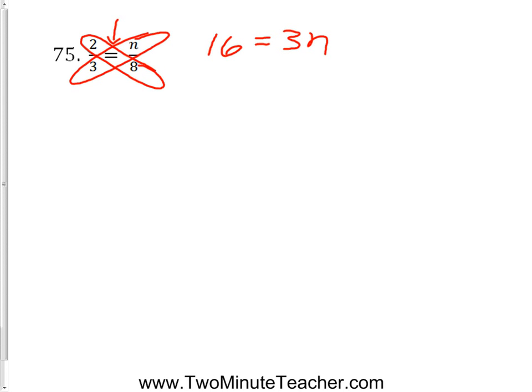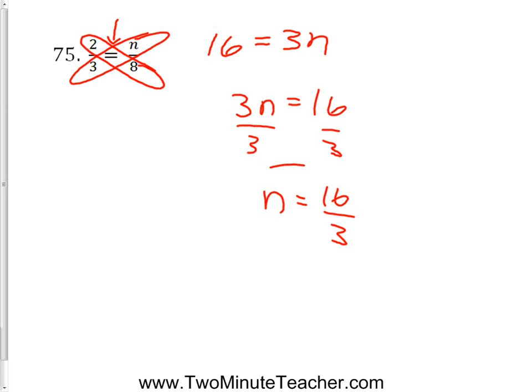I just have to get the n alone. So I divide by 3 on both sides. And I'm going to reverse this first: 3n equals 16. I just like it better that way, with the variable on the left. And now I'm going to divide by 3 on both sides, and I'll have n is equal to 16 over 3. Okay, that's all there is to it.